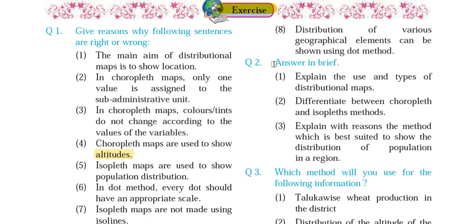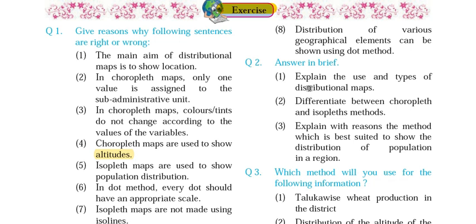Okay, then the second question is that answer in brief. The first question is: explain the use and types of distributional map. So why are we using this distributional map? To show the distribution of various geographical quantities like population density, altitude of any particular area, or the numbers of flora and fauna or any animals in that particular area. Then the temperature, rainfall, humidity, all these things we can see by using the distributional map.